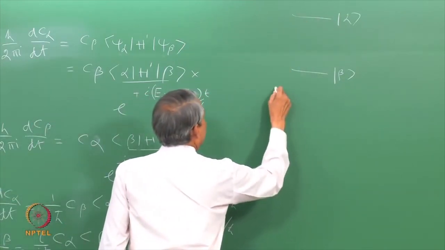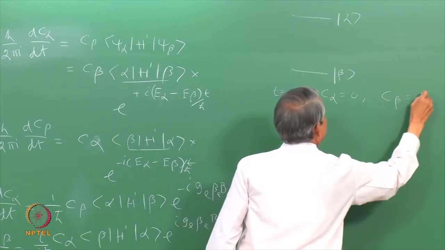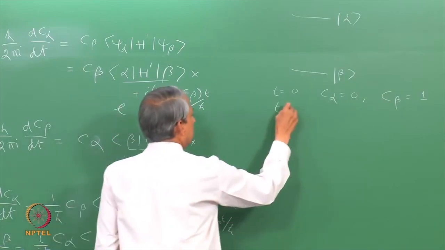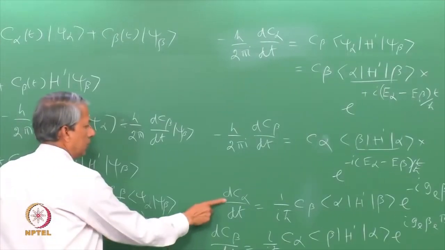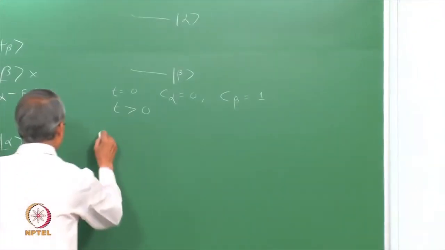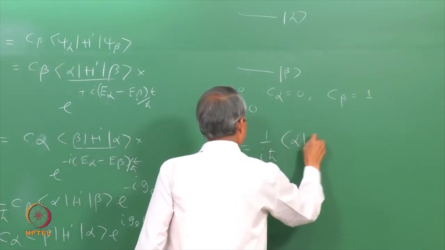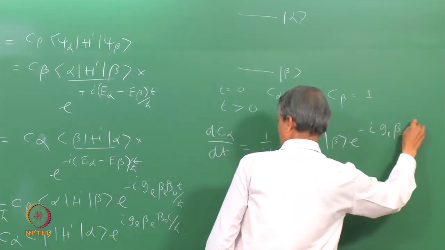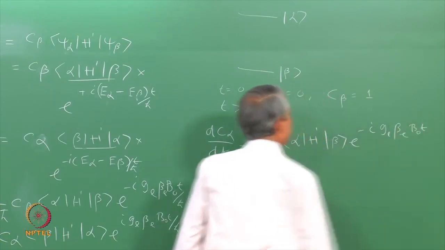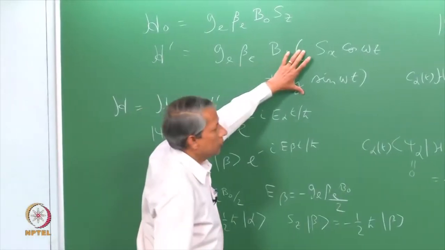So at t equal to 0, the initial condition was that C alpha was 0 and C beta equal to 1. And then what happens when t is greater than 0? Okay, so with this initial condition, let us try to find out the value of C alpha. So then we can get dC alpha by dt. Here we have to find out this integral, which involves the perturbation expansion.